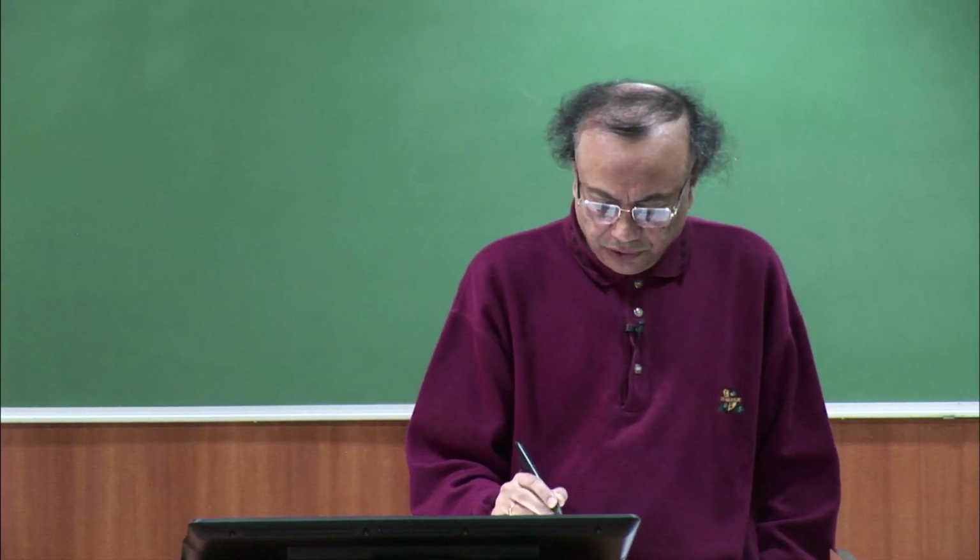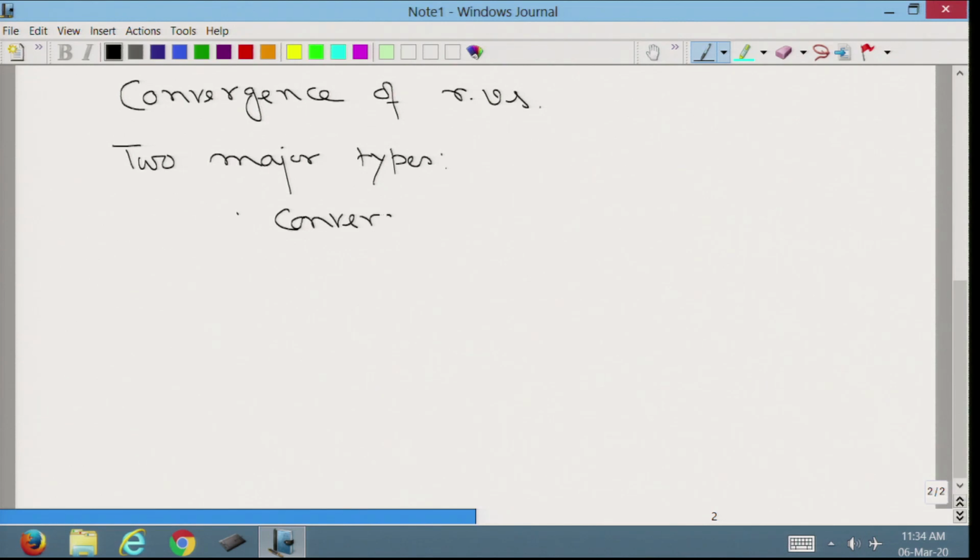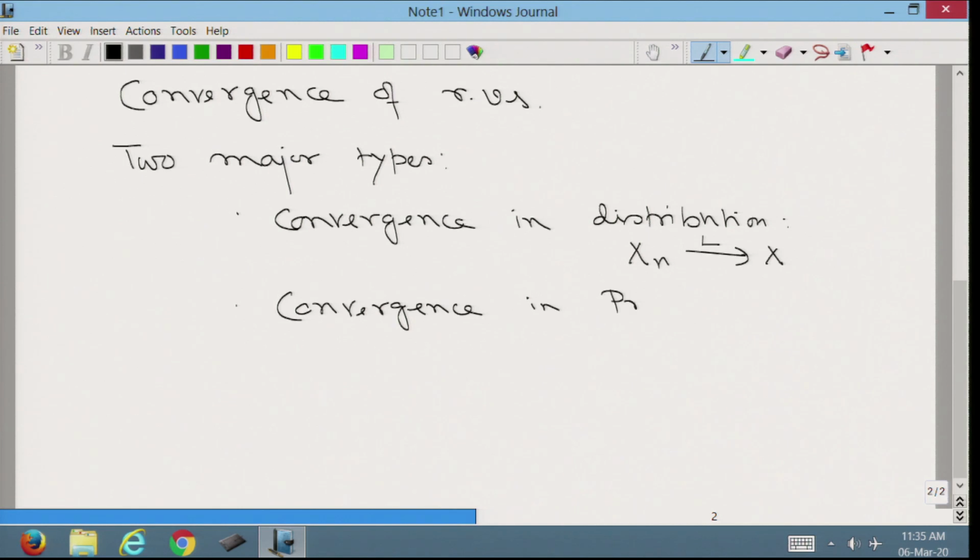So, if you remember, we are working on convergence of random variables, and we have discussed two major types: convergence in distribution, when a sequence of random variables x n converges to another random variable x, and also convergence in probability, and we denote that as a sequence of random variables x n converging to another random variable x.